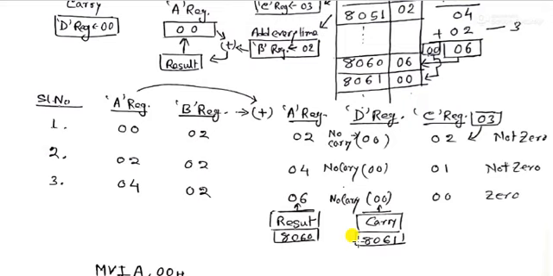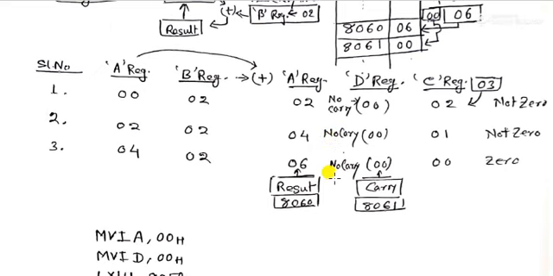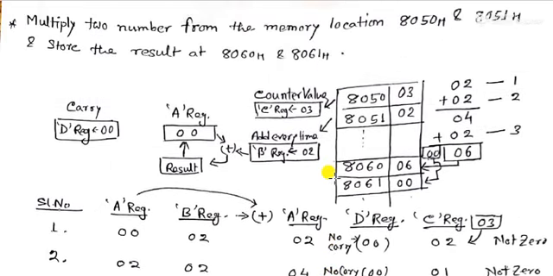I think the operation will be clear to all. So in this way we can multiply two numbers by repeated addition. Now come to the program. First of all, we make the content of the accumulator 00, and for the carry flag, the D register is 00.